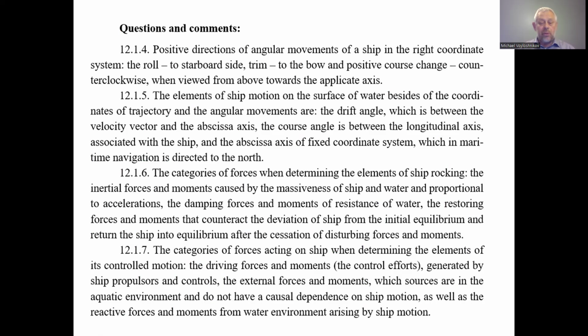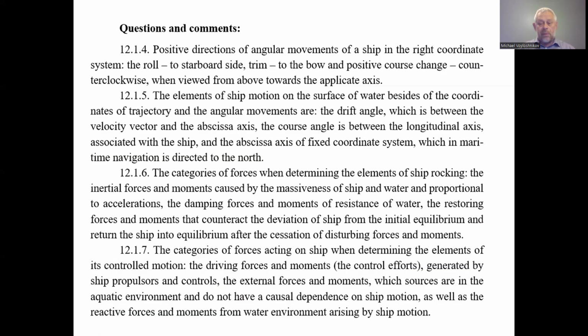12.1.5 The elements of ship motion on the surface of water, besides the coordinates of trajectory and the angular moments, are the drift angle, which is between the velocity vector and the abscissa axis, and the course angle, which is between the longitudinal axis associated with the ship and the abscissa axis of the fixed coordinate system, which in maritime navigation is directed to the north.